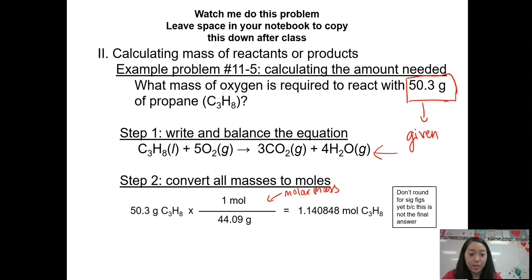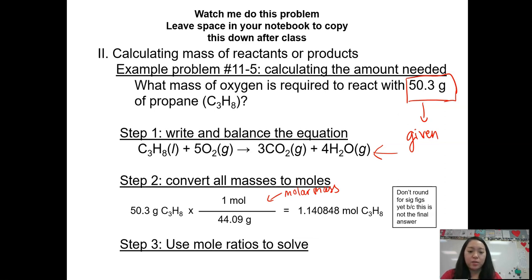Now there's a note there. I said don't round for sig fig just yet, because this is not the final answer. That's also a good rule of thumb to remember: do not round for sig fig until the very end. Otherwise that's going to mess up your final significant figure. Now after I have converted all masses to moles, I am going to do what we've done in class, which is use some mole ratios to solve this problem.